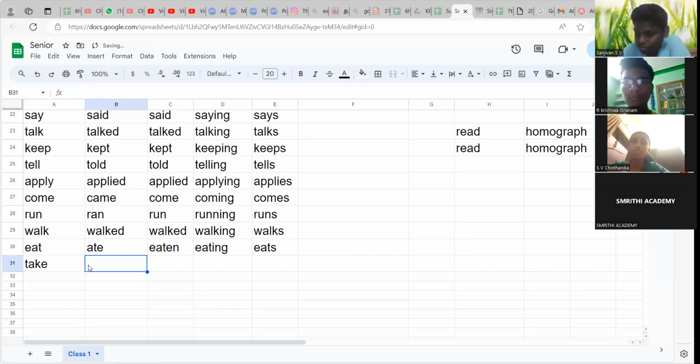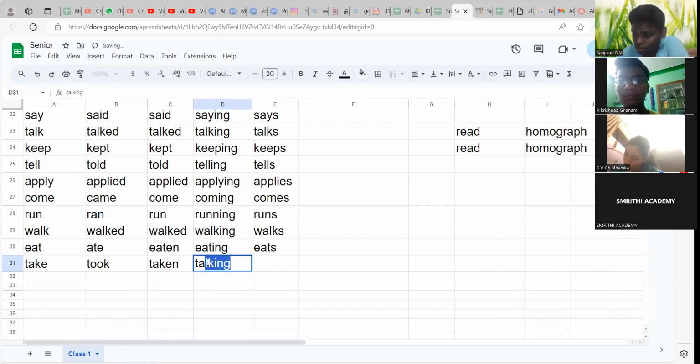Now, take. Look at the take. Take becomes what? Took. Very nice. Then taken. It has to be taken. Taken, taking, takes. Hundreds of words we simply cover in the 45 minutes that we spend, 40 minutes, not 45.